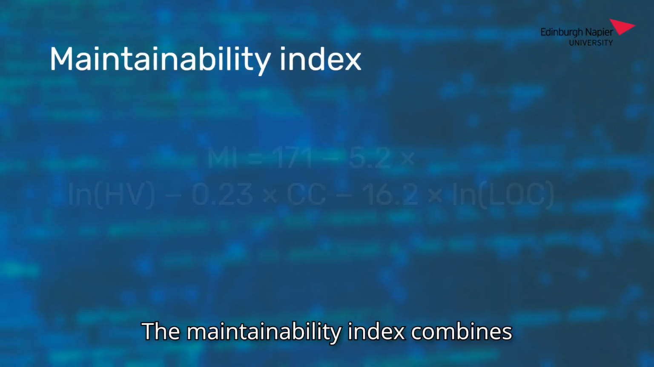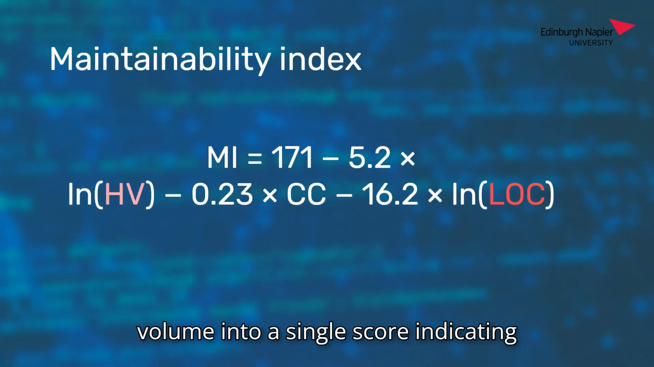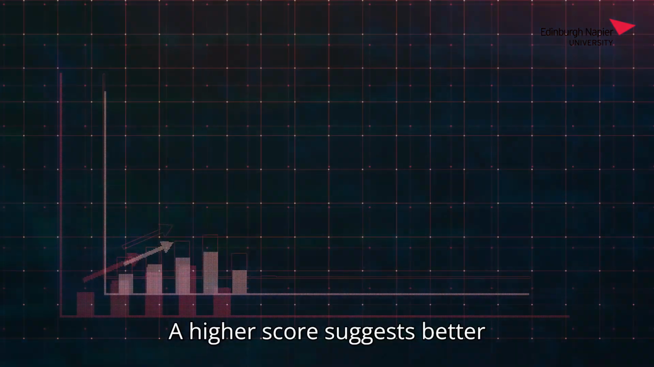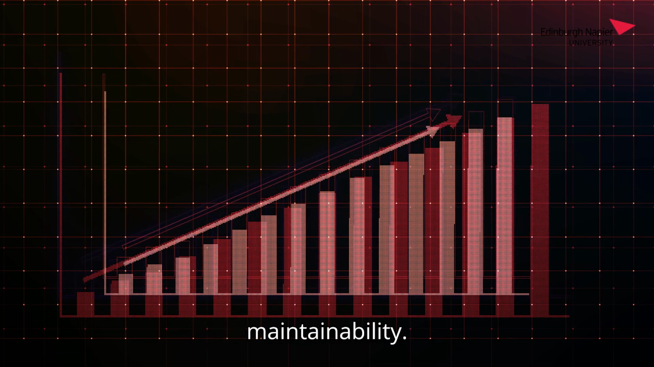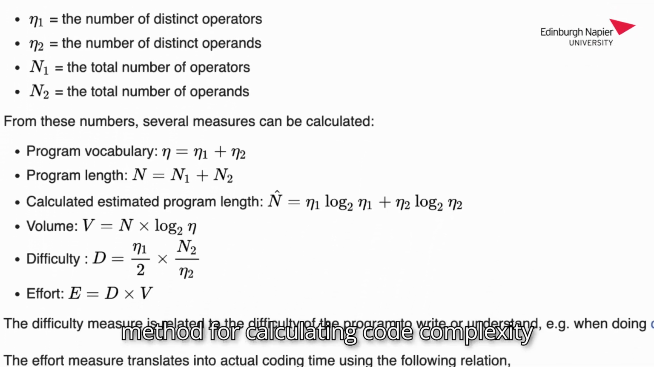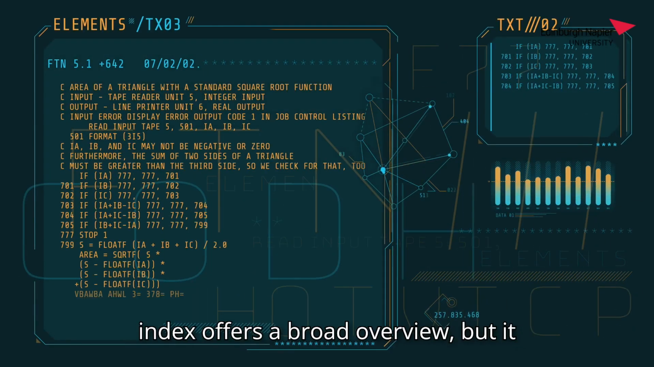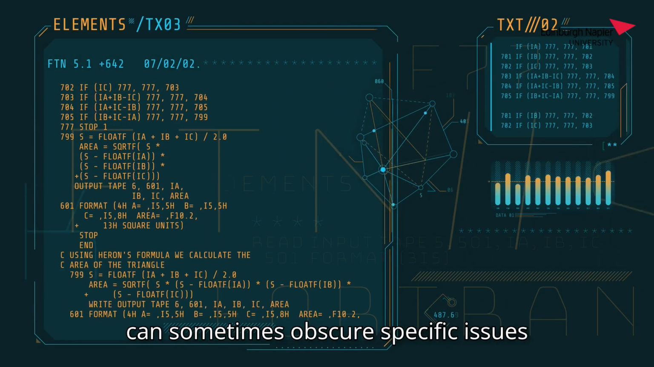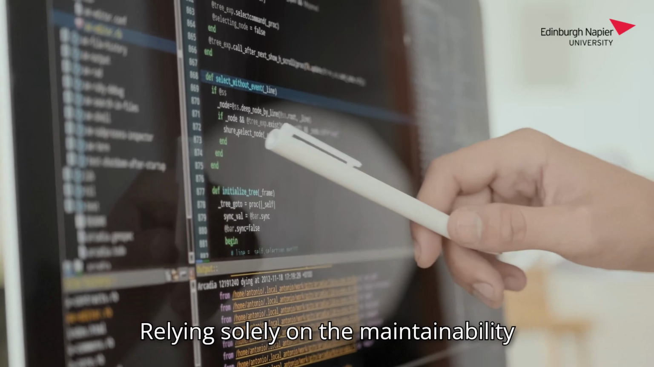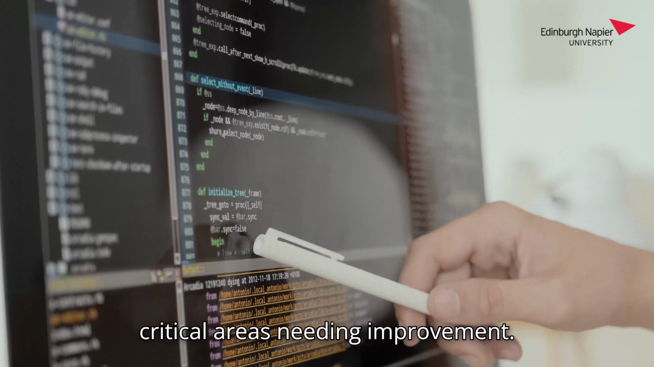The Maintainability Index combines various factors, including cyclomatic complexity, lines of code, and Halstead volume, into a single score indicating how maintainable a codebase is. A higher score suggests better maintainability. The Halstead volume is a deterministic method for calculating code complexity based on operators and operands. As a composite metric, Maintainability Index offers a broad overview, but it can sometimes obscure specific issues within the code. Relying solely on the Maintainability Index without examining its individual components might lead to overlooking critical areas needing improvement.